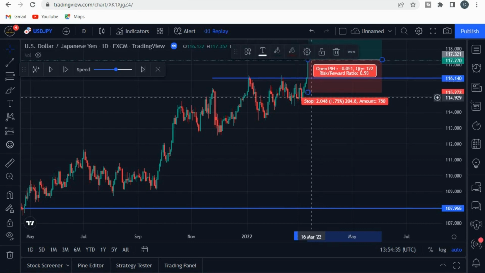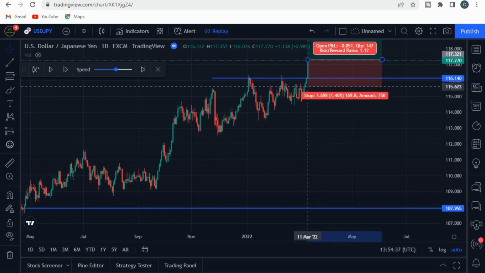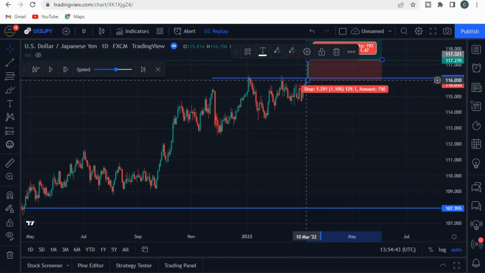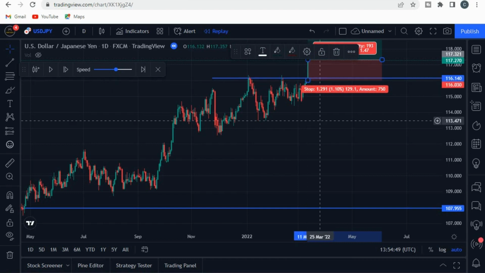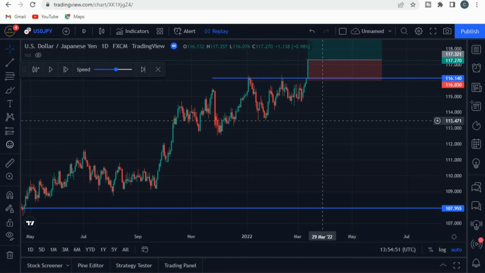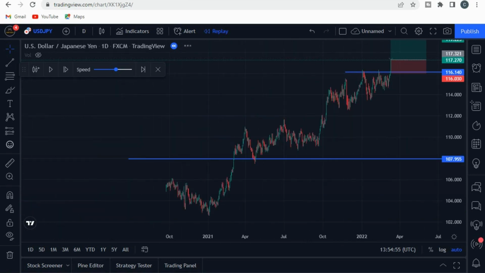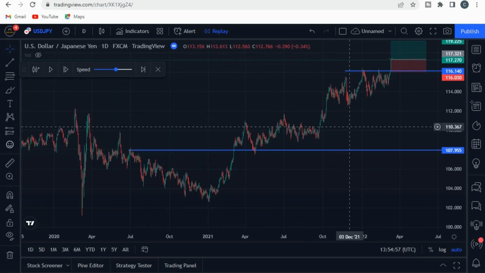Put your trade there, then your stop loss has to be immediately below your resistance line or immediately below the end of the momentum candlestick. Now this is how you put your take profit. Your take profit should always be the next resistance area.